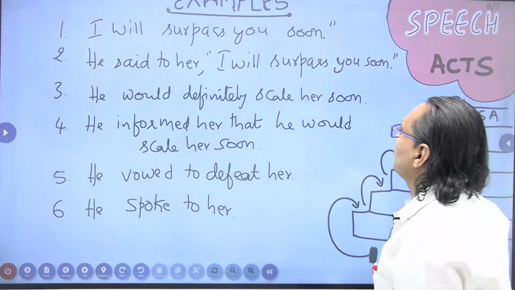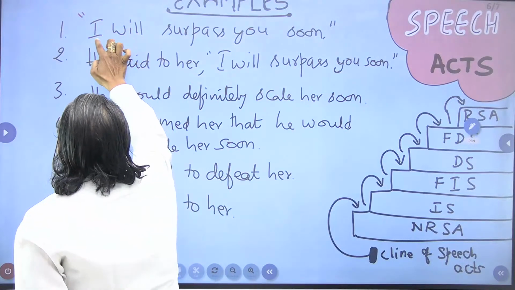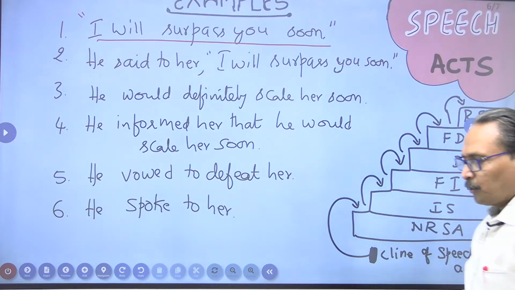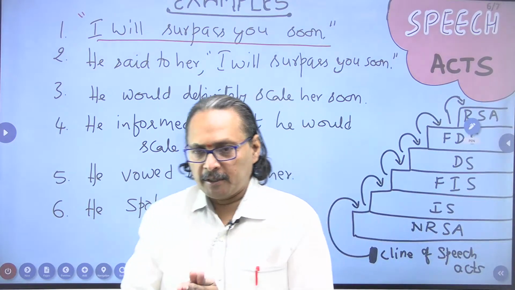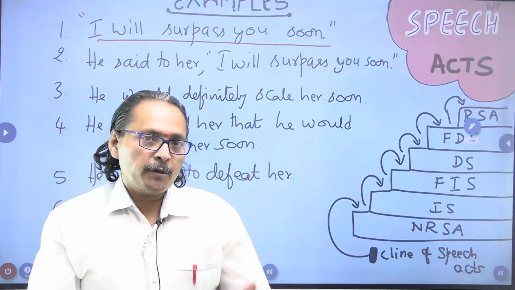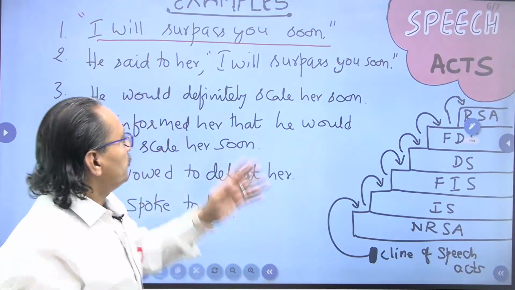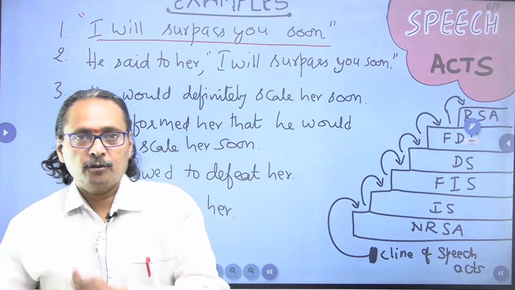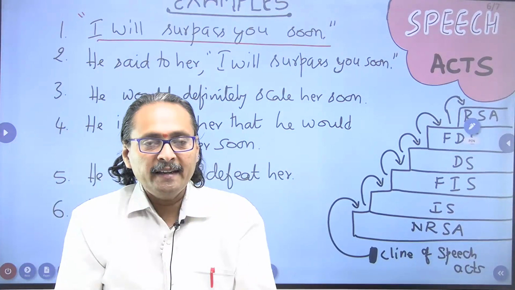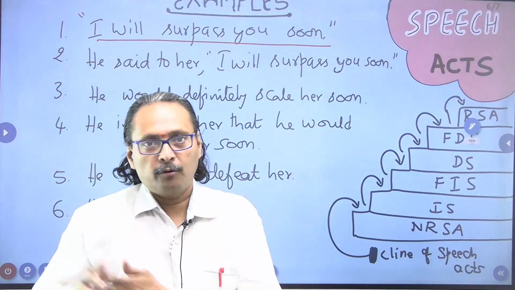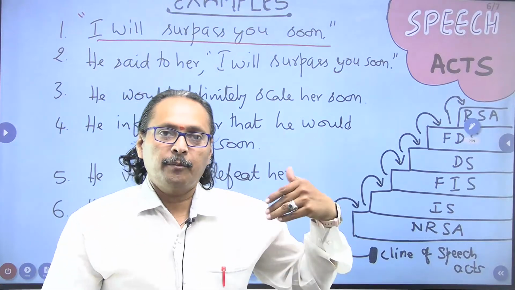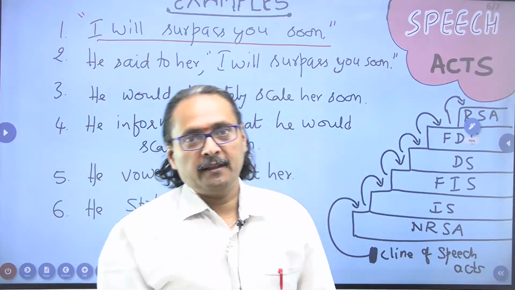Now look at the very first sentence. I will surpass you soon. When you say I will surpass you soon, you don't have complete information pertaining to who had spoken to whom. I is there, of course, the first person pronoun subject, and then you is also there. There is a second person. Now the presence of the first person and the presence of the second person clearly indicate that there are two people involved. One is a speaker and the other is a listener. The speaker is indicated by I and the listener is indicated by you. Very clear it is. But who are they?